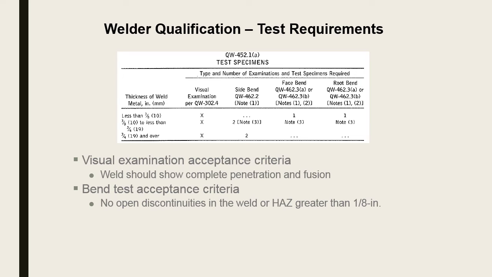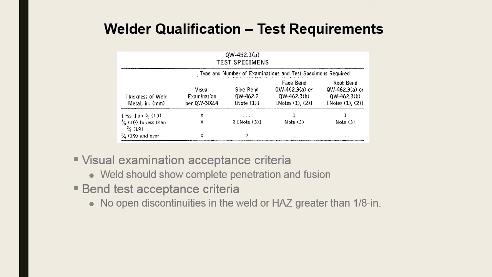So here's QW-452.1, test specimens. This is out of ASME Section 9, but you can see here it tells you, if it's less than 3/8 of an inch, you're going to do a face and a root bend. If it's 3/4 of an inch and over, you're going to do 2 side bends. And from 3/8 to less than 3/4, you've got a couple of different options. You've got to check your notes, but you're just generally going to do some side bends.